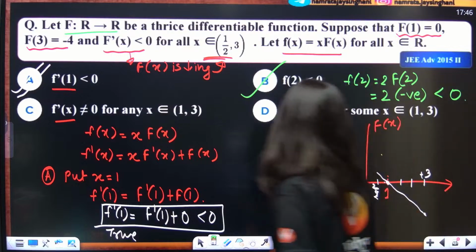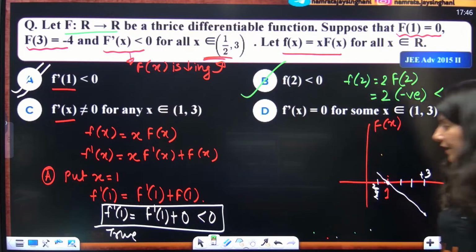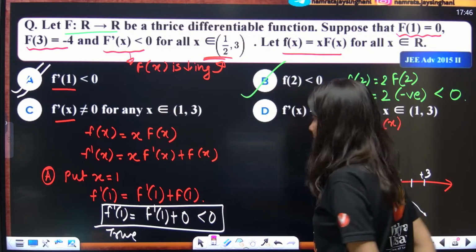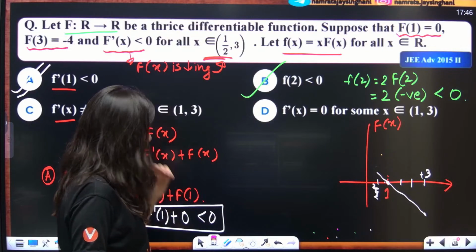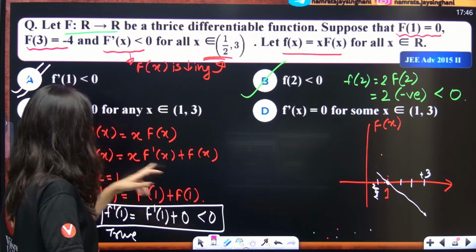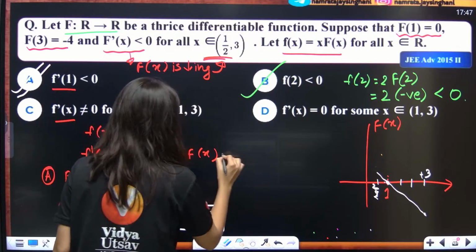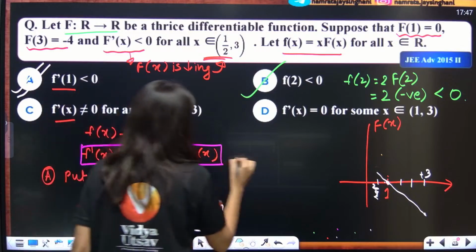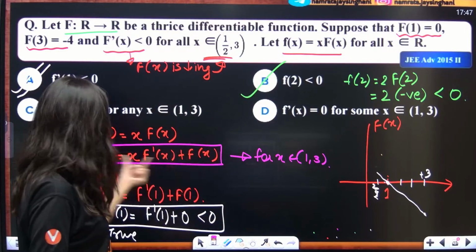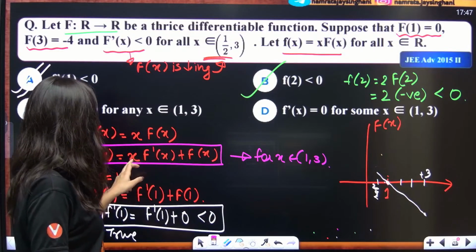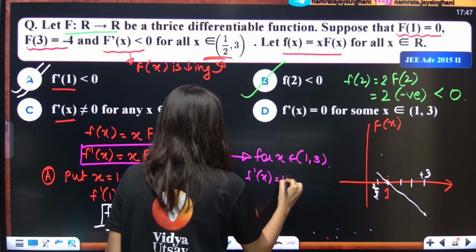Then f dash x. Now f dash x equals 0, what they are saying, f dash x is this. Now understand that for x belongs to 1 comma 3, let me analyze this statement. What is happening to this f dash x for x belongs to 1 comma 3? See, for 1 comma 3, x is positive, so f dash x is equal to a positive quantity.